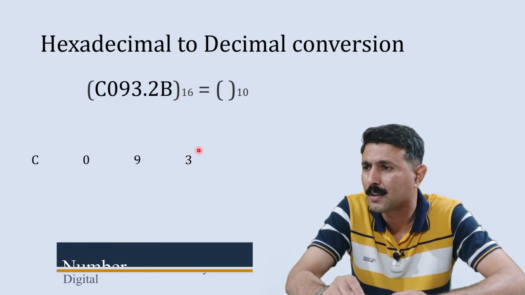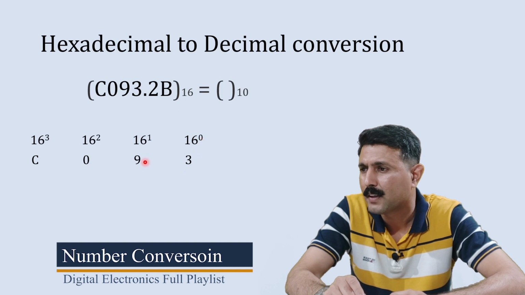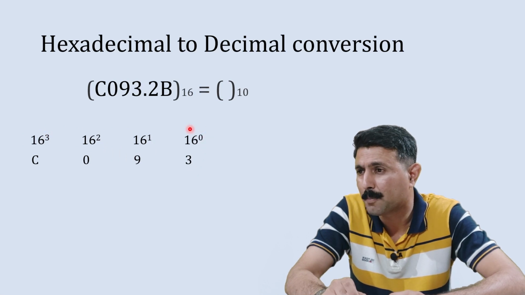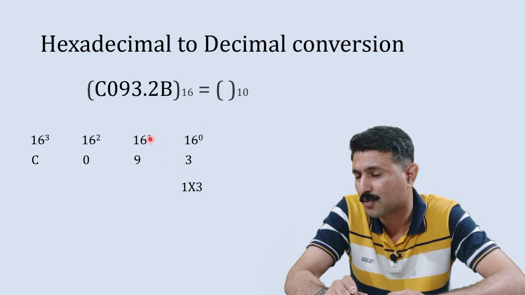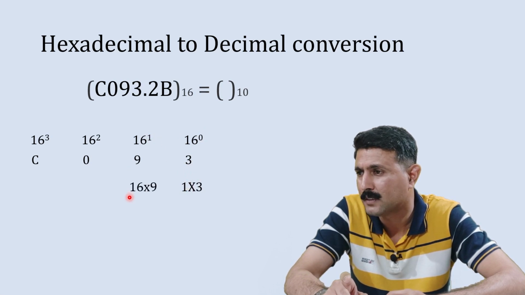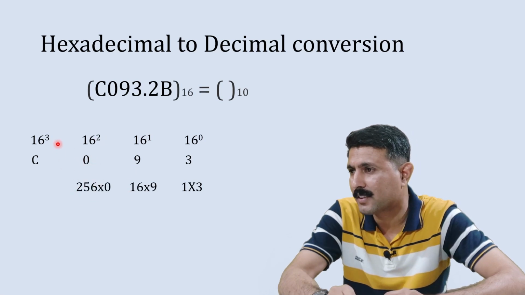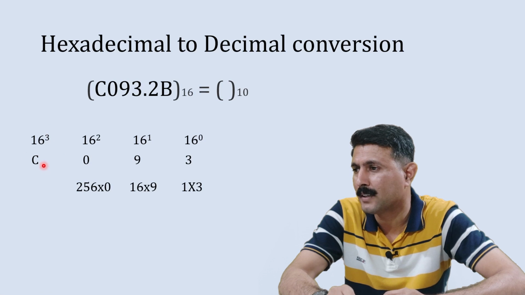So the weightage of this digit is 16 raised to 0. The weightage of this is 16 raised to 1, 16 raised to 2, and 16 raised to 3. Now you're supposed to multiply this weightage with this digit. 16 raised to 0 is 1 into 3. 16 raised to 1 is 16 into 9. 16 raised to 2 is 256 into 0. Now the next is 16 raised to 3 multiplied by C.